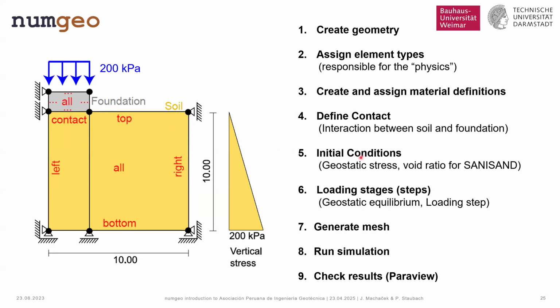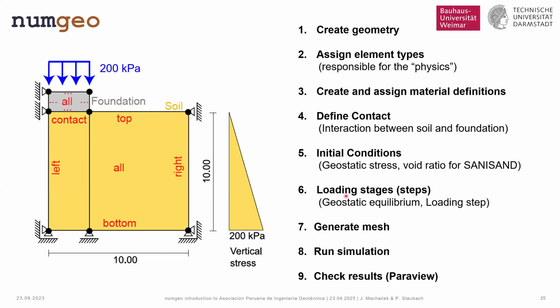and specify the initial conditions, meaning that we have a geostatic stress distribution like this one. And we also need to assign some state variables for the SANISAND model. Most advanced constitutive models of soils need some additional state variables. They all depend on stress, so we don't have to specify that, especially because we can use that already from the geostatic stress. But the SANISAND model also needs information about the void ratio. So we will also specify that one.